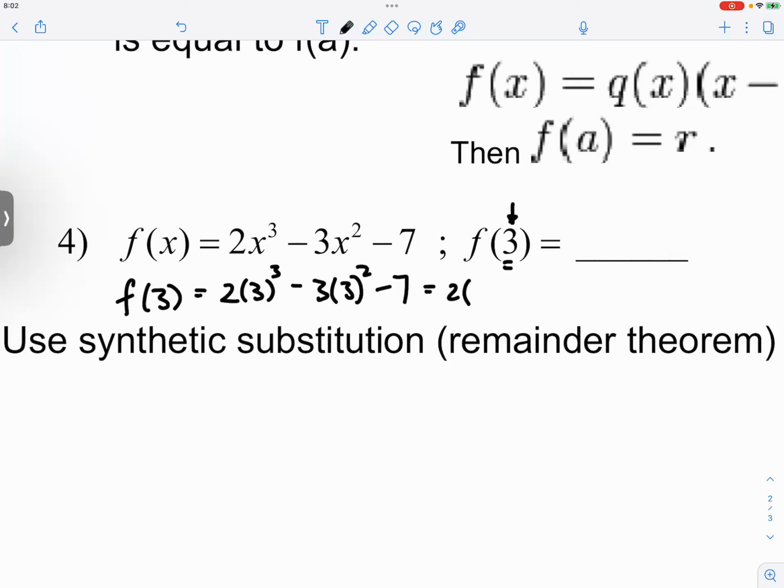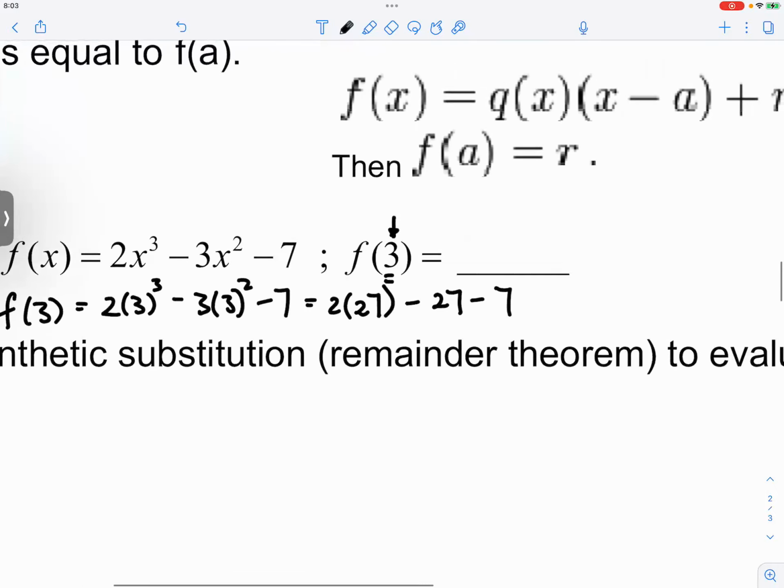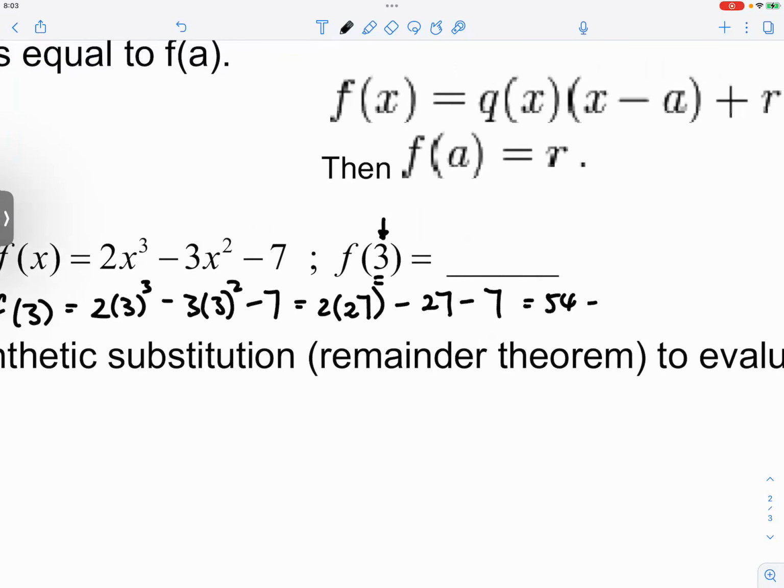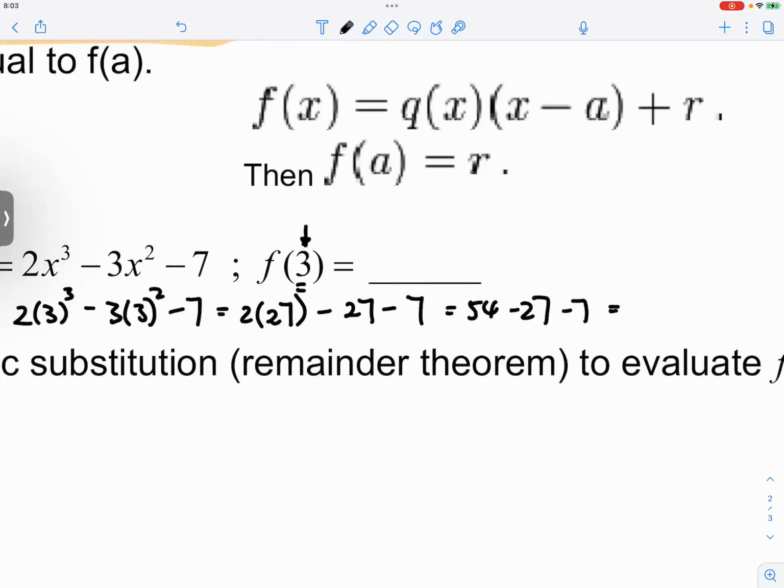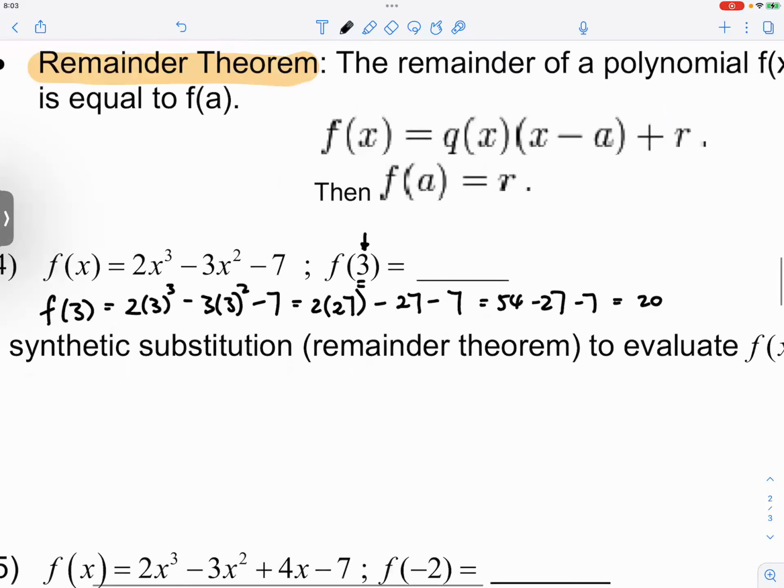So you have 2 times 3 cubed. 3 cubed is 27. And then minus 3 times 9, which is 27. And then minus 7. So we have 54 minus 27 minus 7. That should give you 27 minus 7, positive 20. So now we know the answer. It's 20. Now, this is the thing that you learned back in Algebra 1, the normal way, right? We say f of 3, you know the meaning, x is equal to 3. Cool.